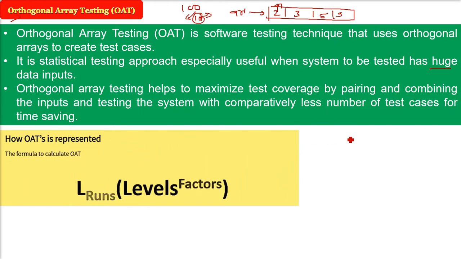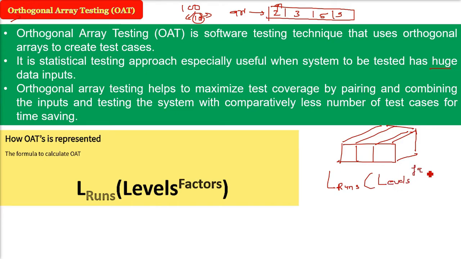So L, see, this is 2 dimension and I am talking about multiple dimension. For example, a third dimension can be added like this. So you have to understand the orthogonality like this, like the X, Y, Z axis, then one more element, one more element like this. So we represent it by L, then runs, levels, and to the power we write factors. What are these? Runs, levels, factors.